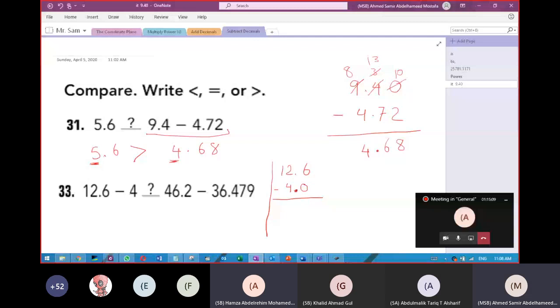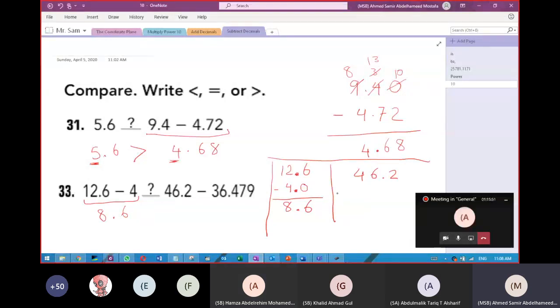Excellent job, Hamza. Well done. So if we add 0 here, we have to add a decimal point here, all right? So 6 minus 0 is 6, and then the decimal point, and then 12 minus 4 is 8. So this part of the inequality is 8.6, okay? All right. What about the second part, 46.2? I'm choosing a different student to help me with this one. Thank you, Hamza, for your effort anyway.